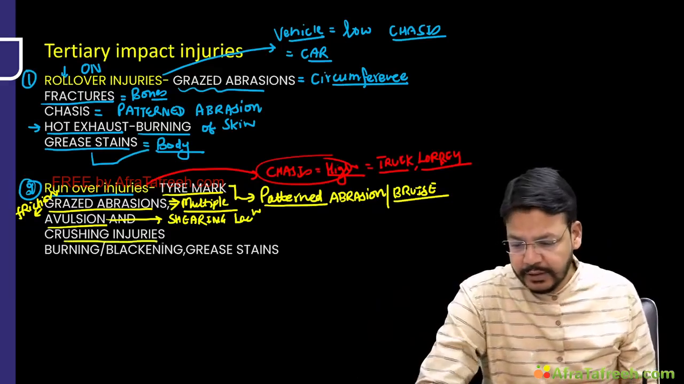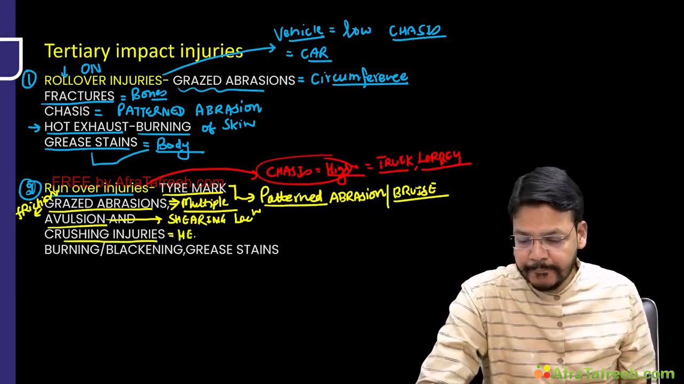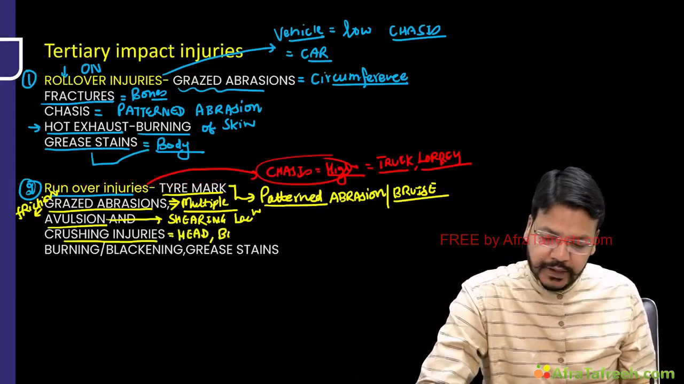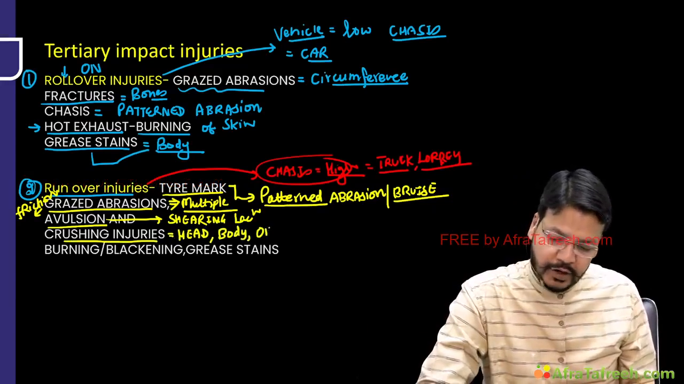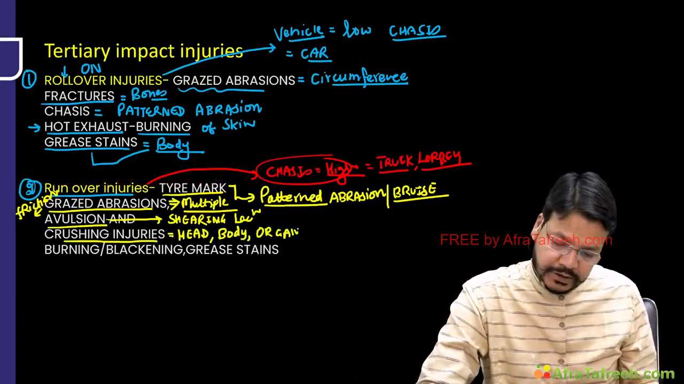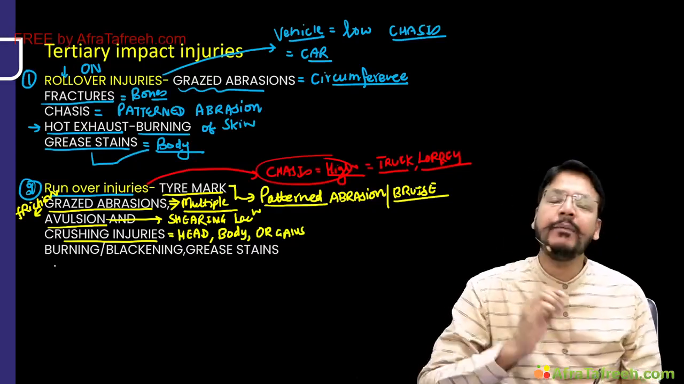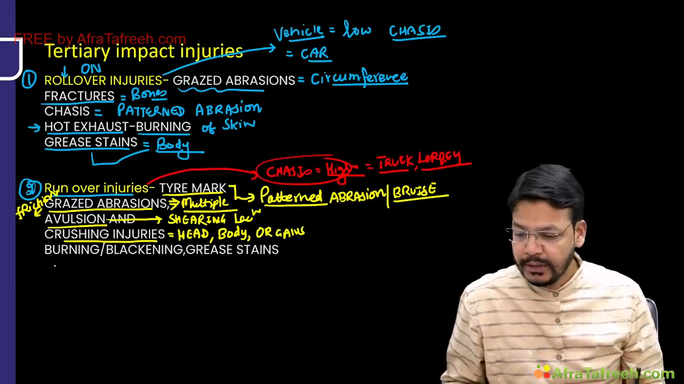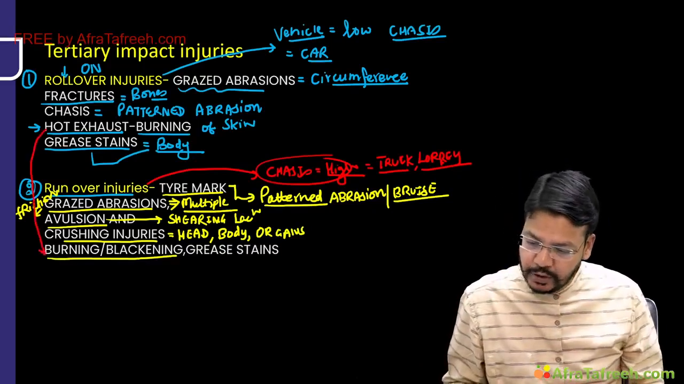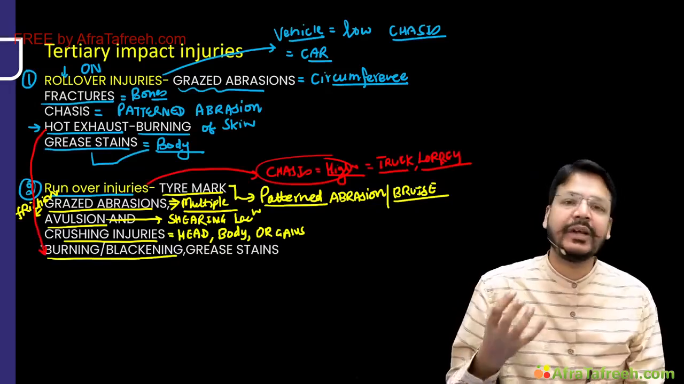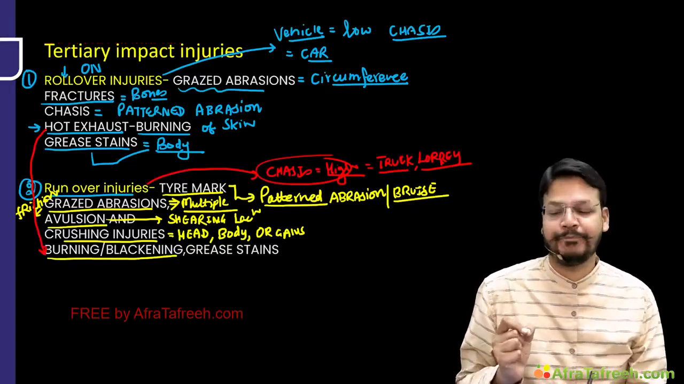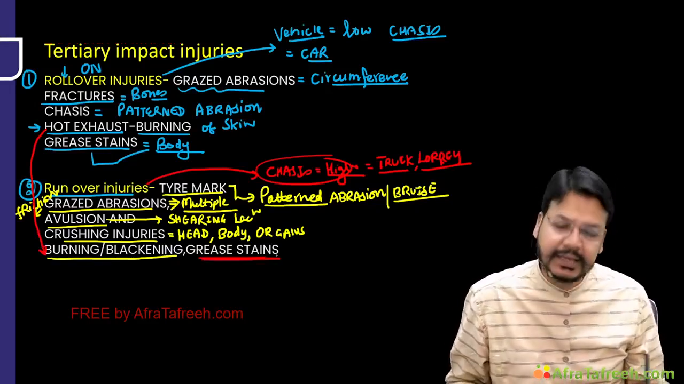Crushing injuries, my dear friend. Crushing of the head, crushing of the body, and crushing of the internal organs. This is known as crushing injuries. And my dear friend, the burning and blackening, same method I told you. The burning and blackening is because of heat or exhaust heat. And grease stain, these can be possible.